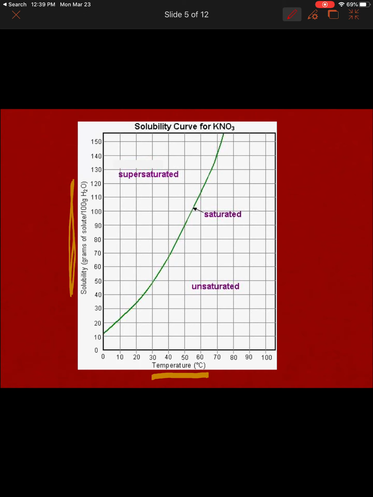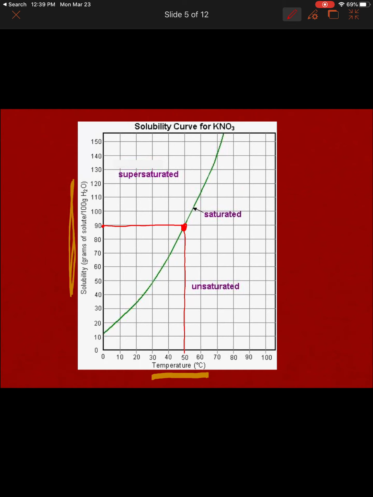So for example, when it comes to KNO3, at a temperature of 50 degrees, and we hit the line right there, we'd be looking at 90 grams of solute. Since this point lands directly on the curve, the solution we're describing here, at 50 degrees and 90 grams of solute, is a saturated solution. How do I know that? Because the point is directly on the curve.